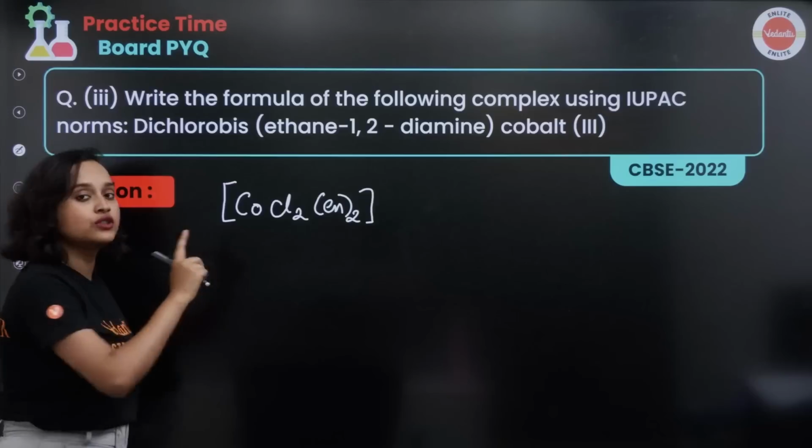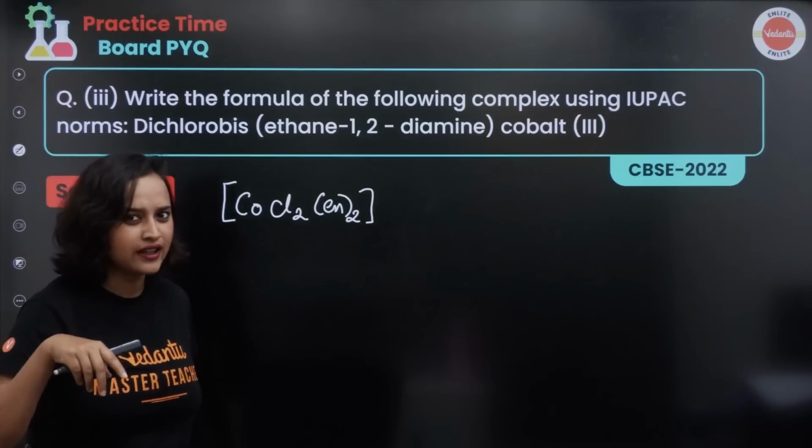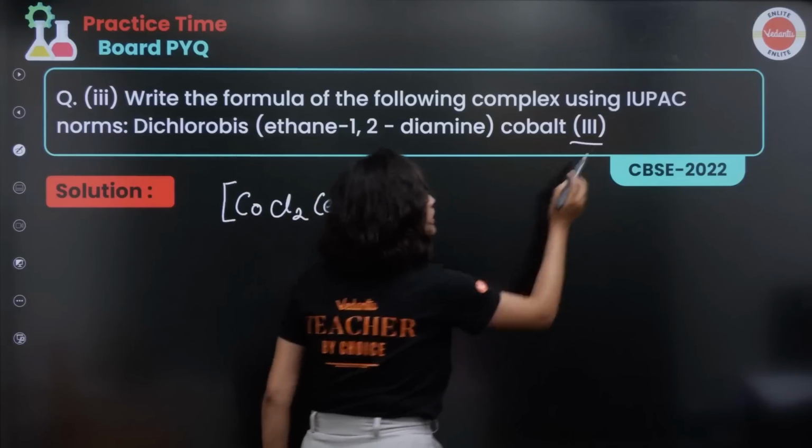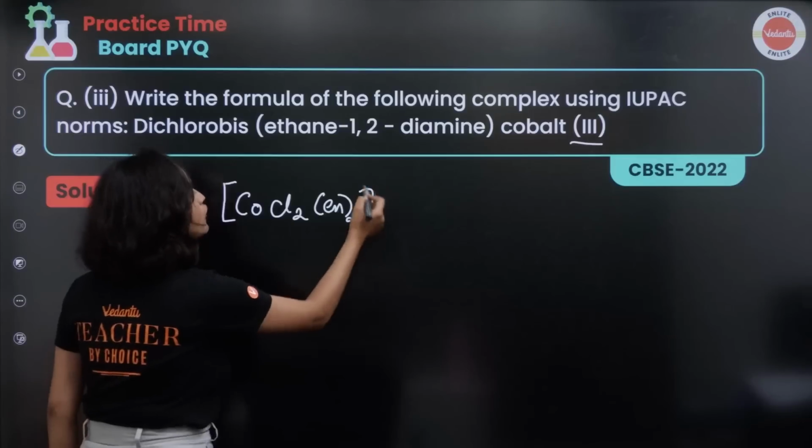Now we are going to do the oxidation state. Do you know how to find it out? We're going to do the reverse of the oxidation state calculation, because the oxidation state is given here. We want to find out the overall charge, okay?